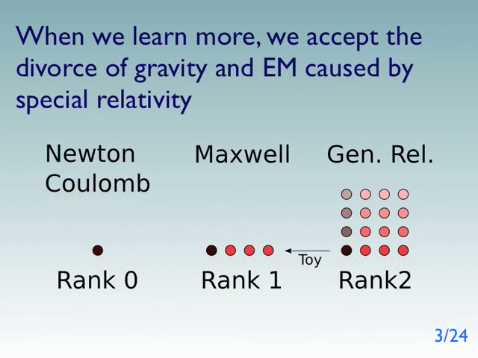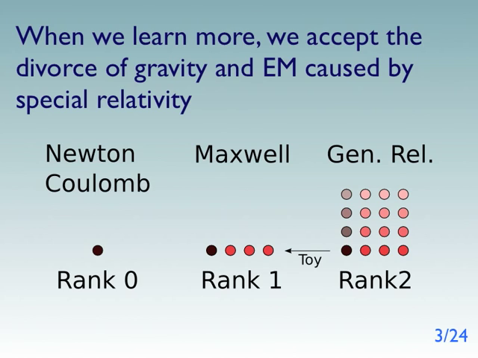When we learn some more about physics, we accept the divorce of gravity from electromagnetism, and the cause is the same, which is special relativity. The force laws of Newton and Coulomb are rank 1 force laws in that they depend on a scalar field. But they both have the same flaw: changes must propagate instantaneously.